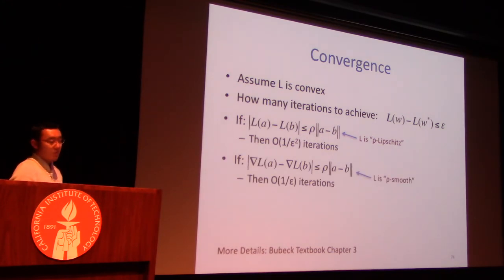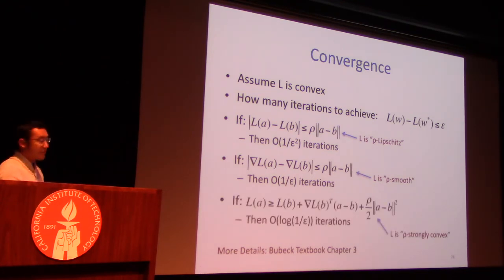If the function is called rho smooth, which means that the gradients are Lipschitz, then you need 1 over epsilon. And this number is smaller than this number as epsilon goes to 0. We are interested in the case where epsilon becomes really small. So if the function is Lipschitz smooth, you converge faster. And if the function is strongly convex, which means it's lower bounded by a quadratic, then you converge in log of 1 over epsilon, which is very, very fast.